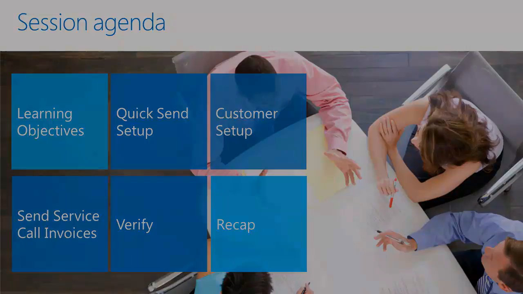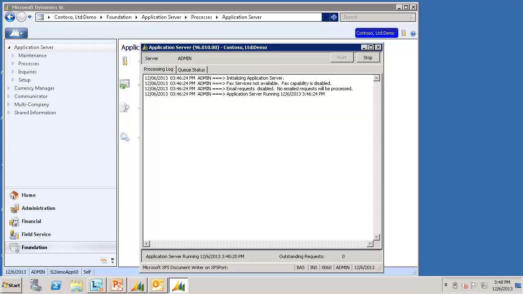Let's get started. Here, I am logged into Microsoft Dynamics SL. I have Application Server already set up and running. You will need Application Server set up and running somewhere on your network in order to quick send documents. For information on how to configure Application Server, see the video titled How to Configure Application Server.